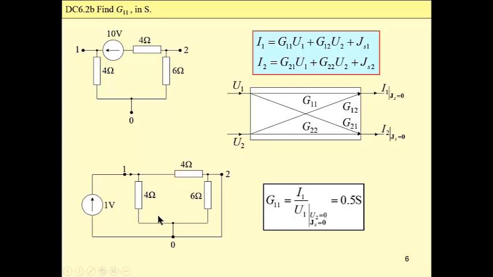And now our output, this current, is a voltage divided by this resistance. This resistance is 4 ohm, 4 ohm in parallel, 6 ohm is shorted, then resistance is 2 ohm, conductance is 0.5 Siemens. And that way we have completed calculations for this conductance.